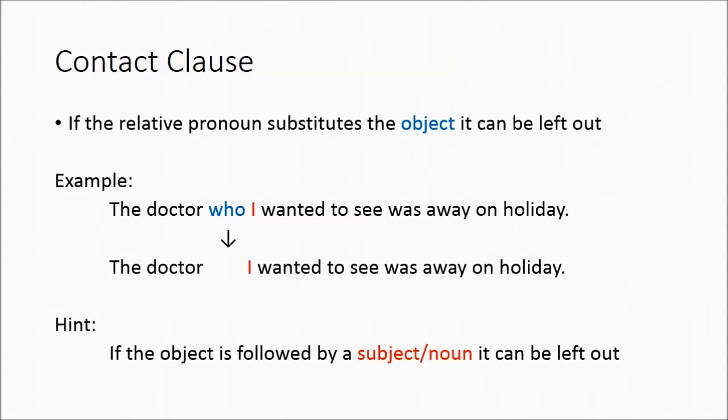And here's a little hint. If in some cases you're not sure whether or not the relative pronoun stands for the object of the sentence, just check if it's followed by a subject, or rather a noun. If so, it can be left out.